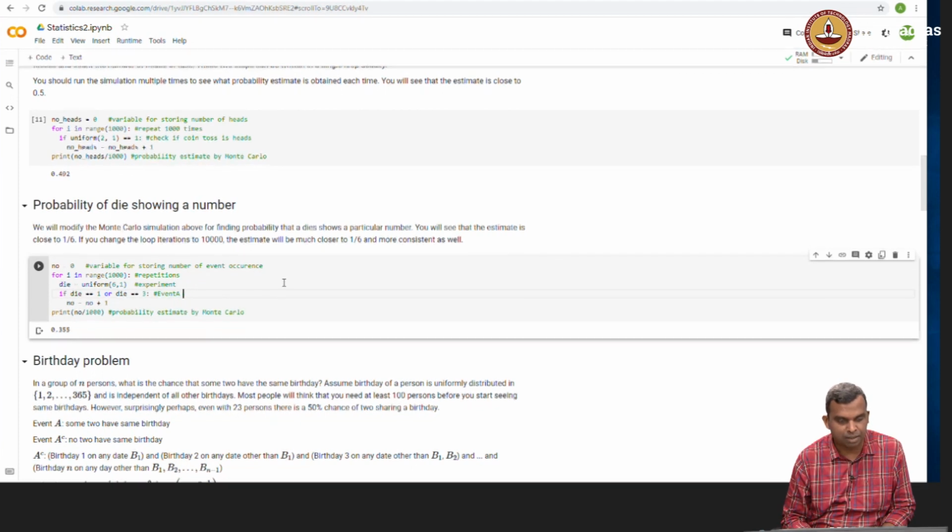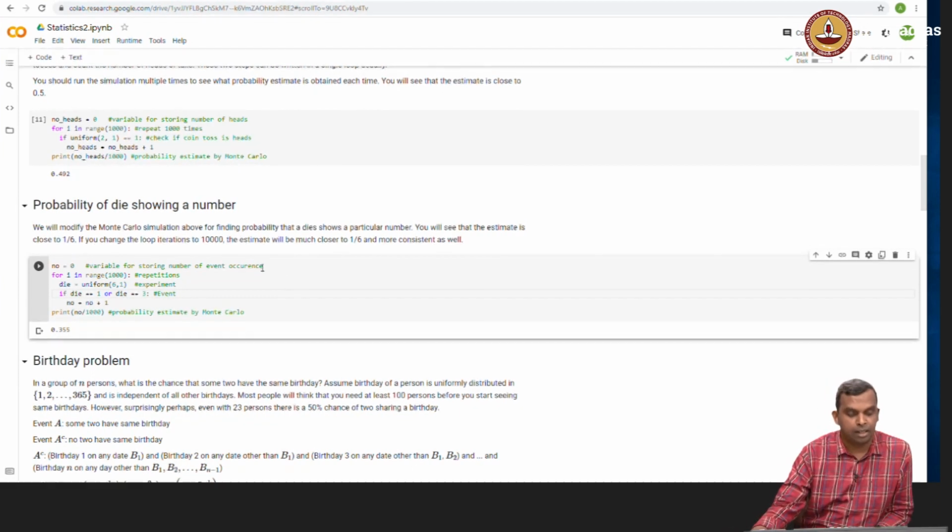You can copy paste this to anything else you like, right? Variable for storing, repetitions, do the experiment, right? Have some logic for counting whether the event happened or not, and then increment the number, right? So this is the way to do it, right?